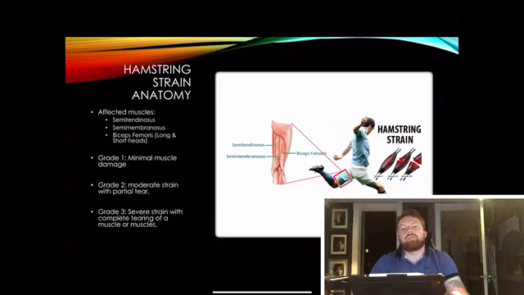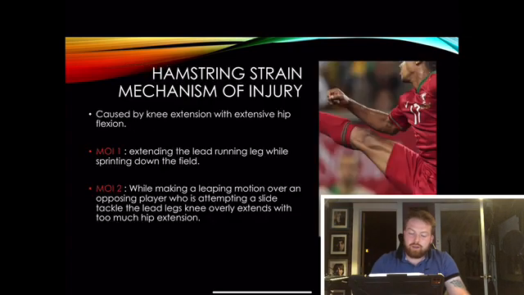Grade 2, you start to get partial tearing, and then it's a moderate strain. And then grade 3 would be a severe strain, and it would be a complete tearing of a muscle, which would be incredibly painful in the hamstring because of how thick the biceps femoris and the semitendinosus and all the muscles there are.